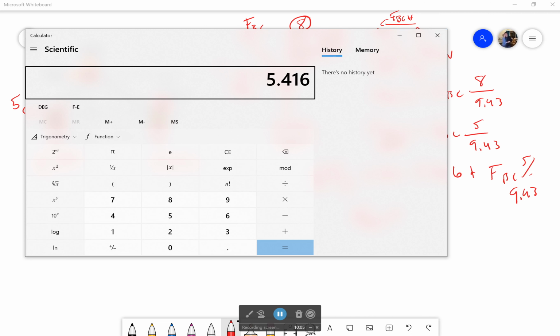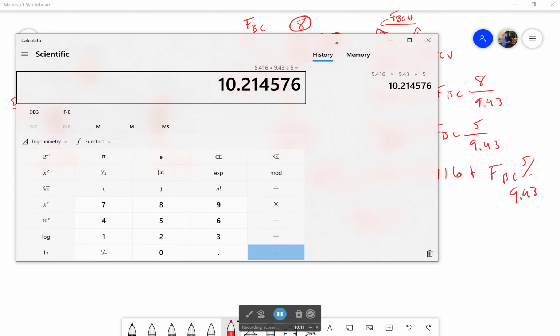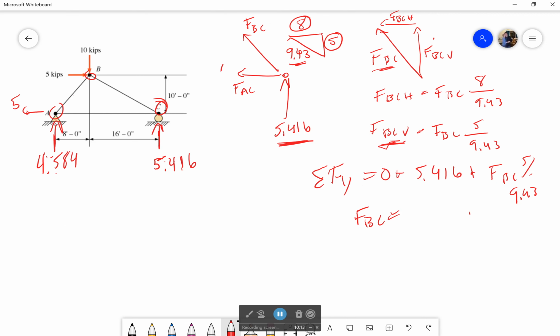5.416 times 9.43 divided by 5. I think I did all those numbers right. I did. Comes out to 10.214. And that will be negative, which means that it's in compression. Now, using that, I can solve for force AC.